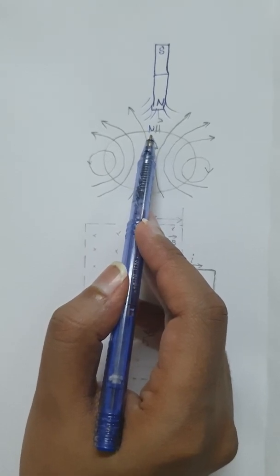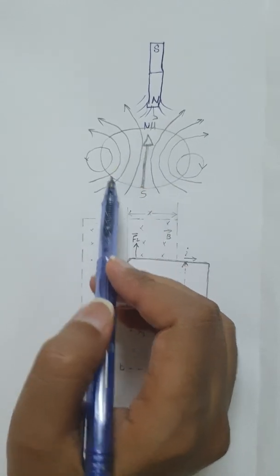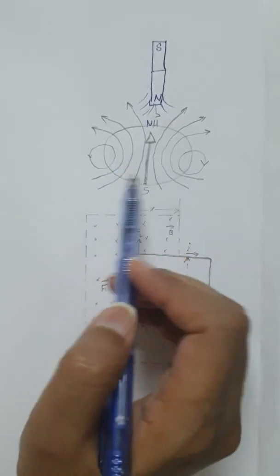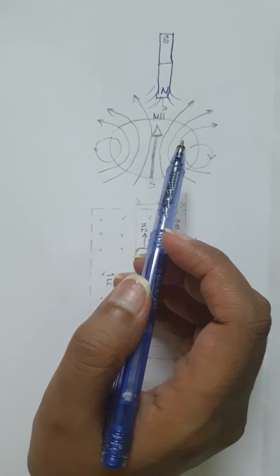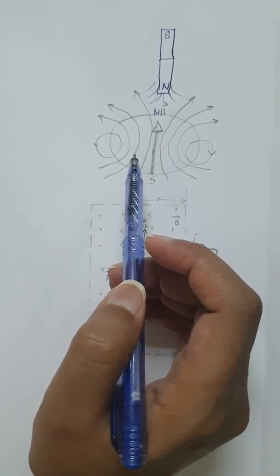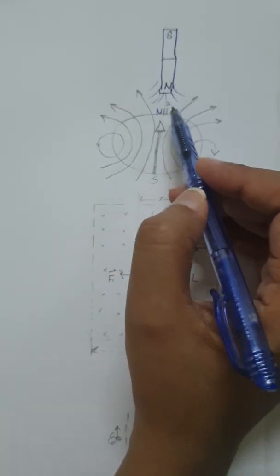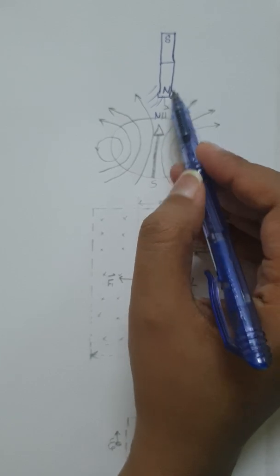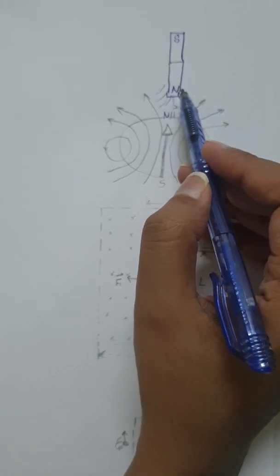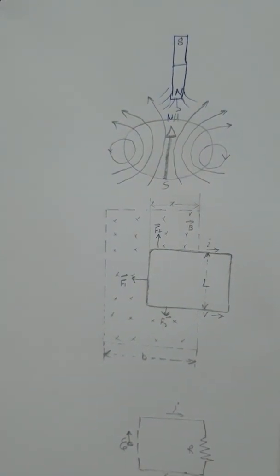To oppose this increase in flux, the induced current sets up its own induced magnetic field, which is directed upward inside the loop. The upward flux of this induced B opposes the increasing downward flux of the field B of the magnet. And again, the current is counterclockwise in such a case.